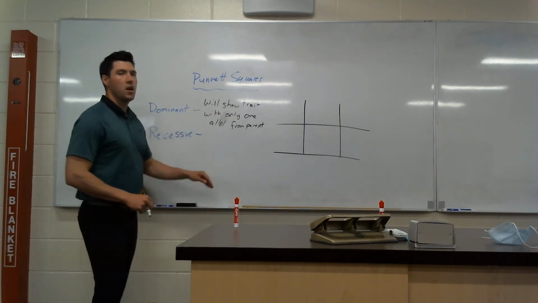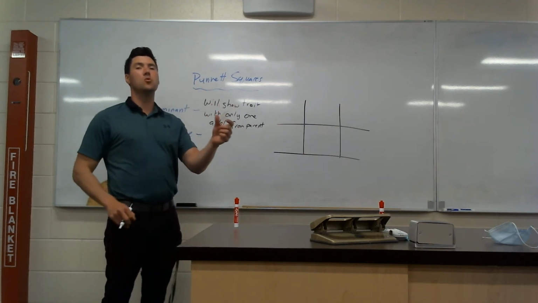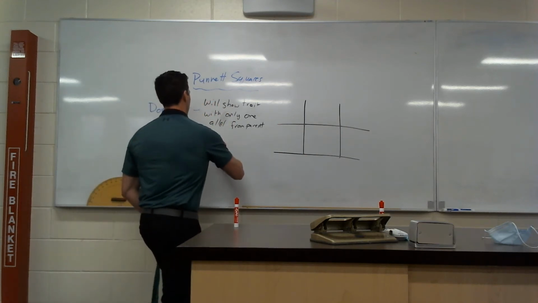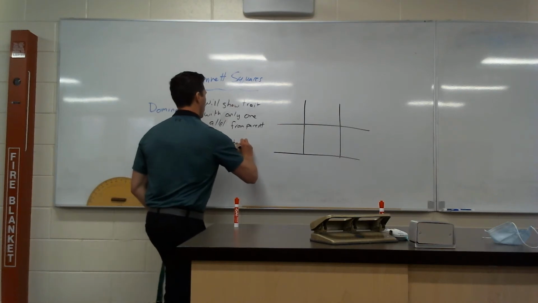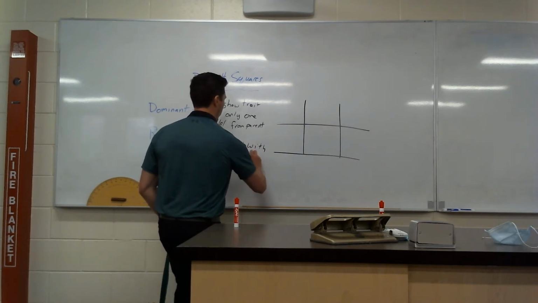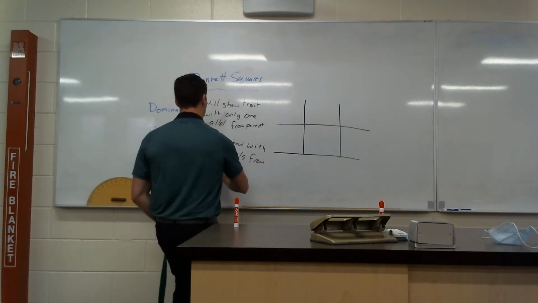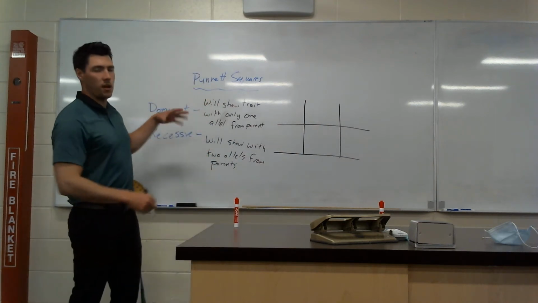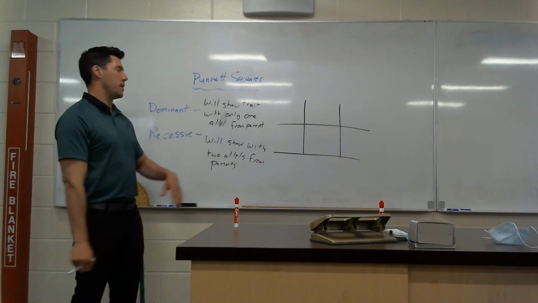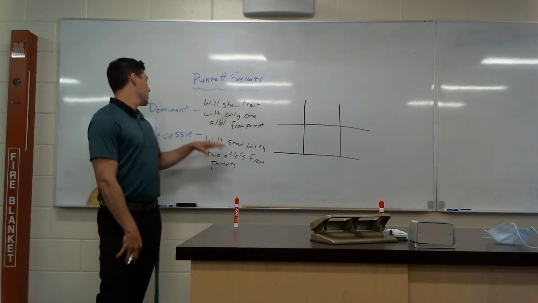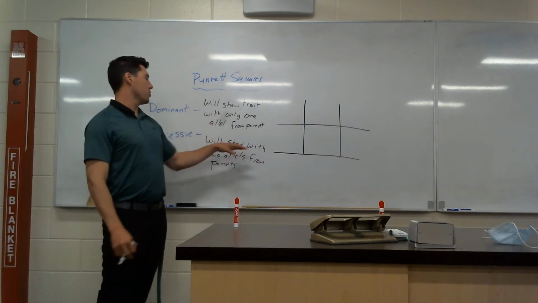Whereas with recessive, you need the exact same 2 codes from your parents to actually show it. So we'll show it with 2 alleles from parents. That's a little sloppy writing, so I'll say it out loud so you can understand. Dominant: we'll show the trait with just 1 from the parent. Recessive means you need both, so we'll show it with 2 alleles from parents.